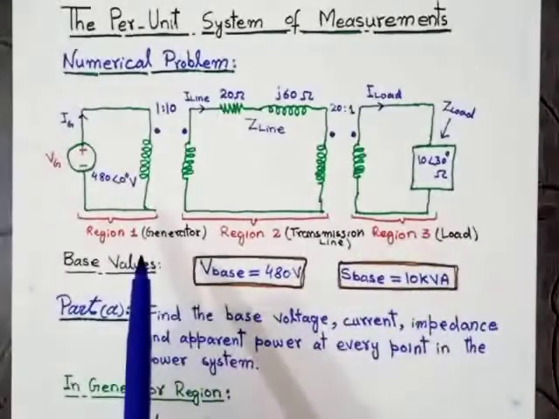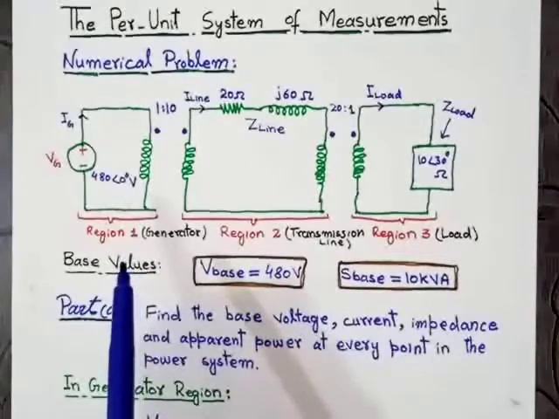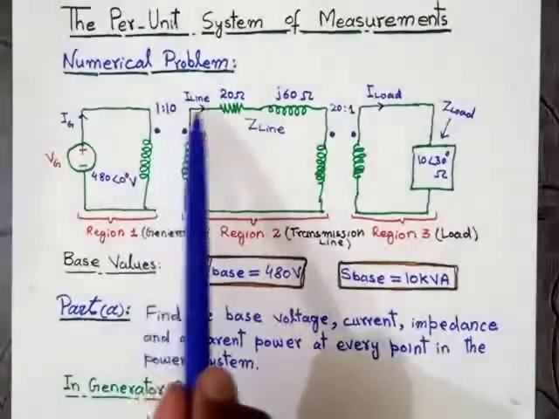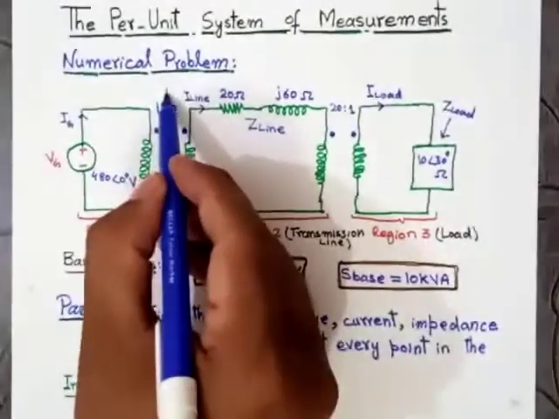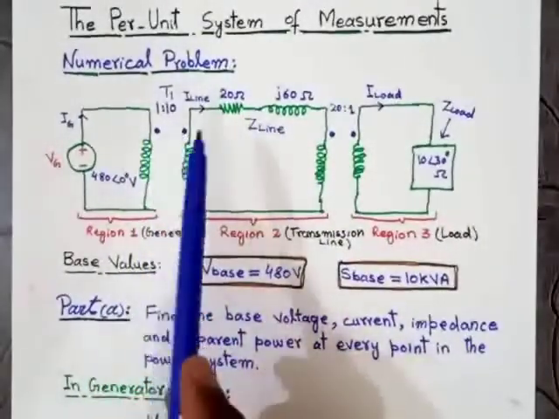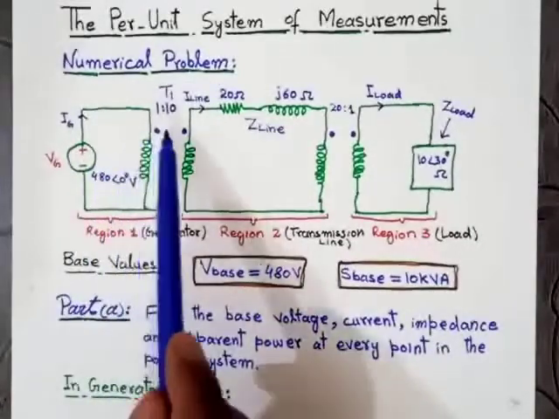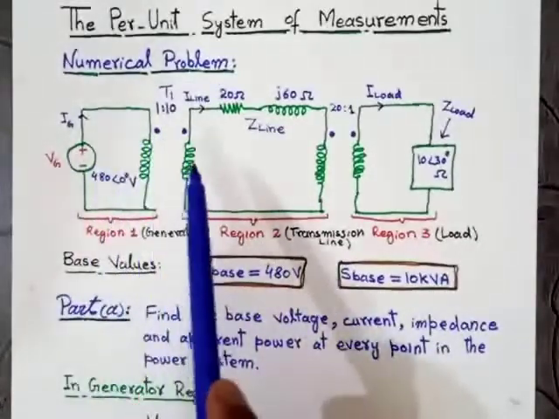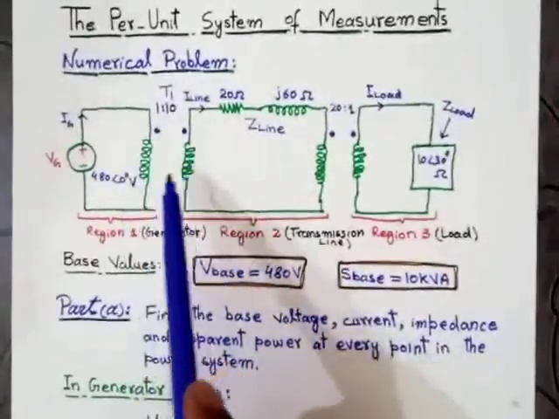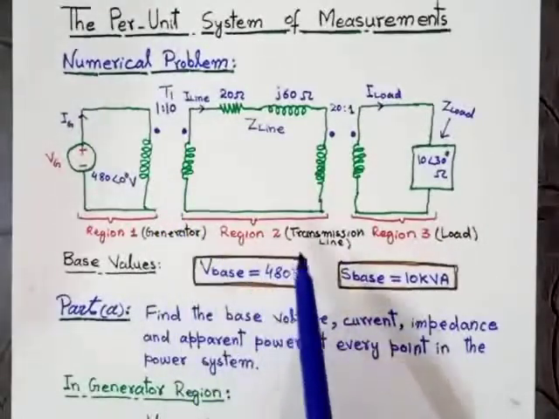In region number 1 is the generator region. Then the transformer T1. The ratio of this transformer is 1:10. It means on the primary side, if the voltage across the primary winding is 1 volt, then the voltage across the secondary will be 10 volts. It means this transformer is a step up transformer. Region 2 is basically the transmission line.